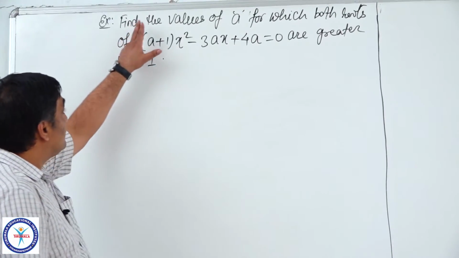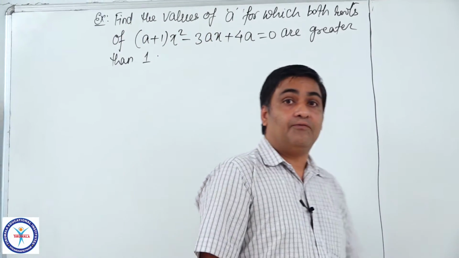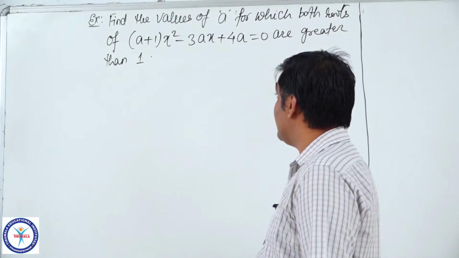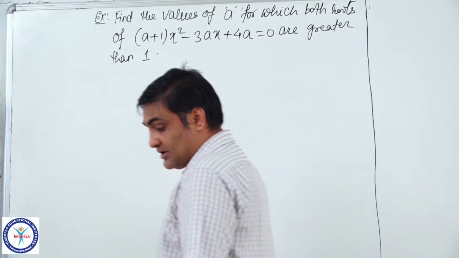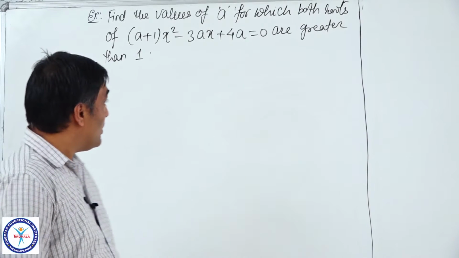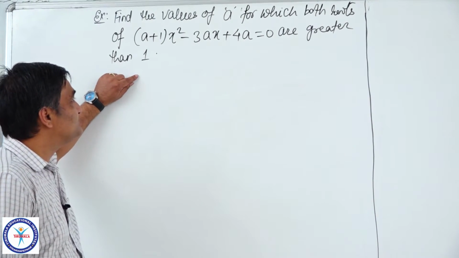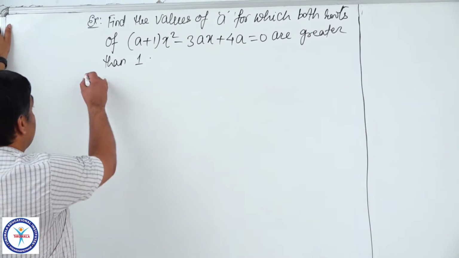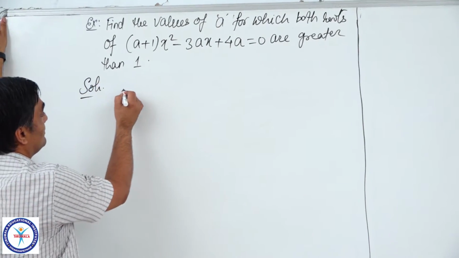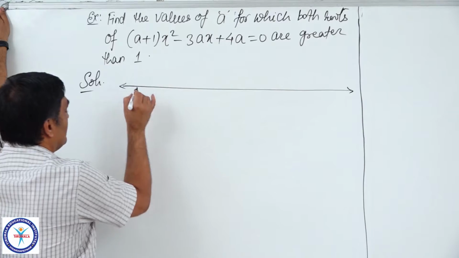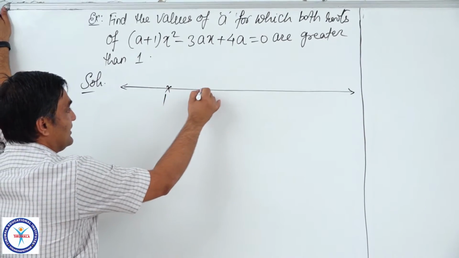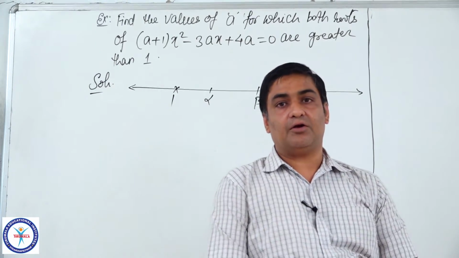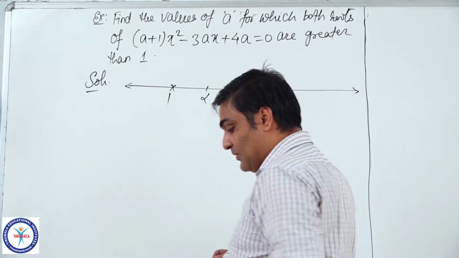Let's have an example. Find the values of a for which both roots of the equation (a+1)x² − 3ax + 4a = 0 are greater than 1. Okay. Now see, first of all, our first step should be to plot the situation on the number line. Both roots are greater than 1, means like this.